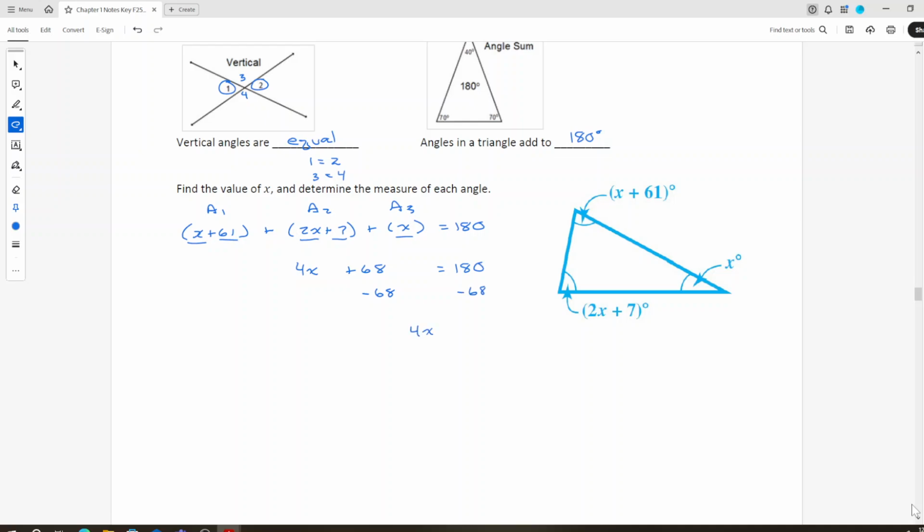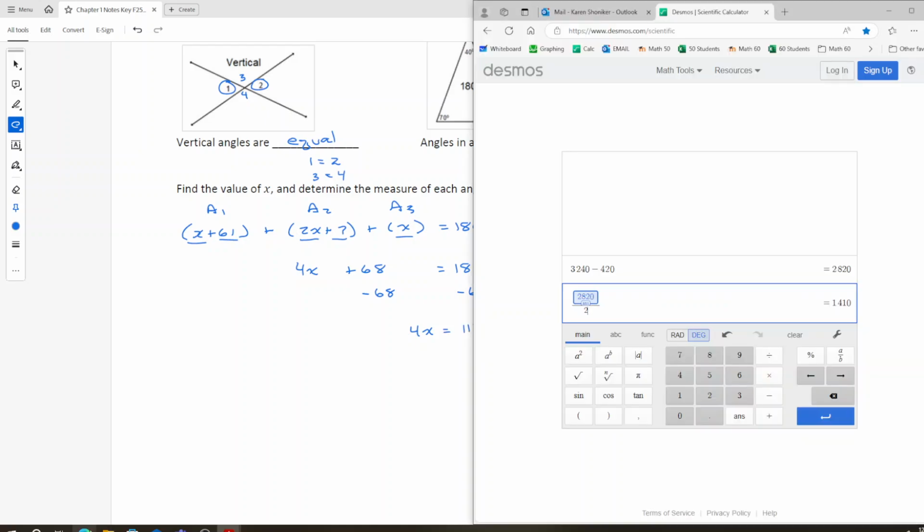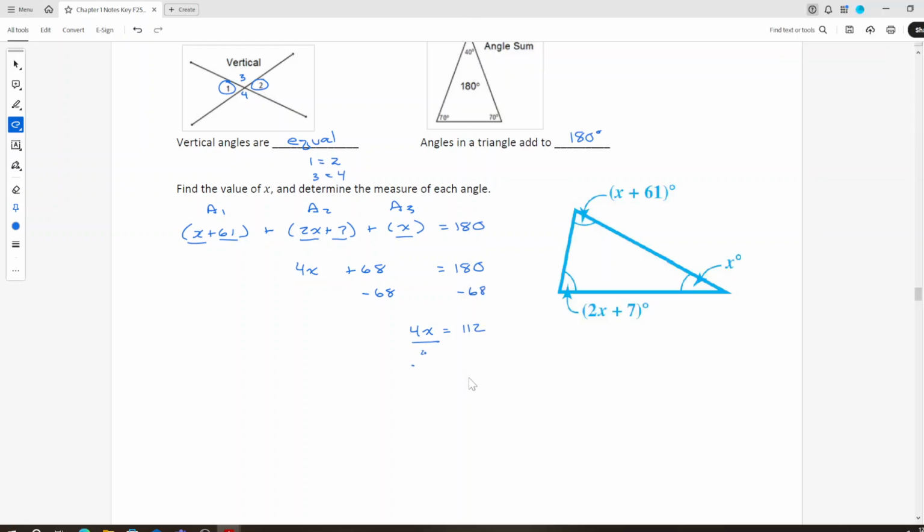I end up with 4x is equal to, I believe, 112, but as always, this is a video and it makes me nervous to do math in my head sometimes. 180 minus 68, yes, 112. And then lastly, we're going to take that answer and divide it by 4, which gives us 28. So we're going to divide by 4, divide by 4. I end up with x is equal to 28.